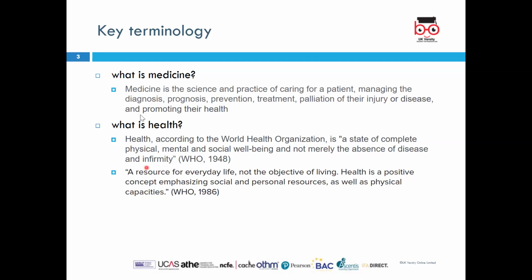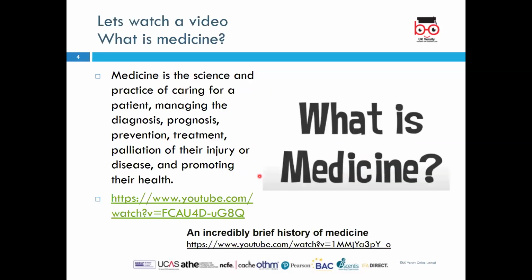And from there, we go on to describe what is health. According to the World Health Organization, it is a state of complete physical, mental, and social well being, and not merely the absence of disease and infirmity. This is according to the World Health Organization 1948 definition. It is also a resource for everyday life, not the objective of living. So health is a positive concept emphasizing social and personal resources as well as physical capacities.